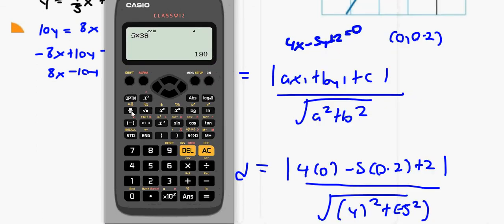Now, feeling particularly lazy today, so here's what I'm going to do. I'm going to press the fraction button. I'm going to press the absolute value on top. I'm going to do 4 times 0 minus 5 times 0.2 plus 2 divided by square root 4 squared plus minus 5 squared. Exactly as it's written. The answer is root 41 over 41, which is the same thing as 1 over root 41. Or an answer of 0.156.